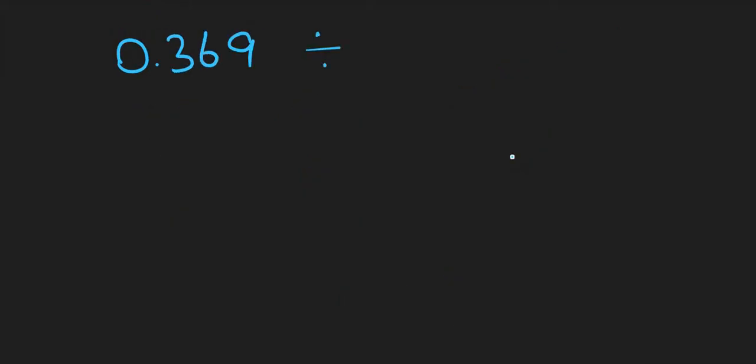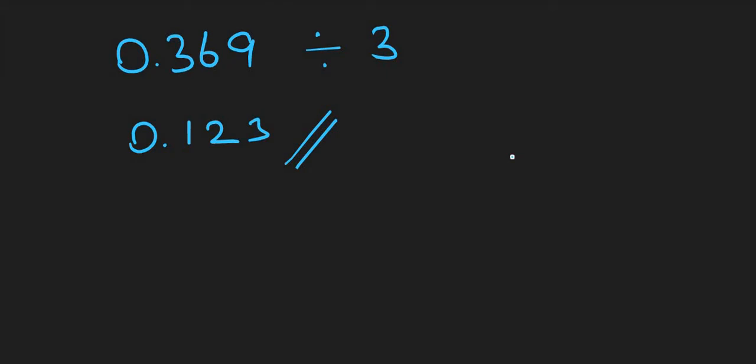Now 0.369 is to be divided by 3. Therefore, I can directly divide this because all the numbers in the decimal section are multiples of 3. So you can directly say 3 divided by 3 is 1, 6 divided by 3 is 2, 9 divided by 3 is 3. Answer is 0.123.